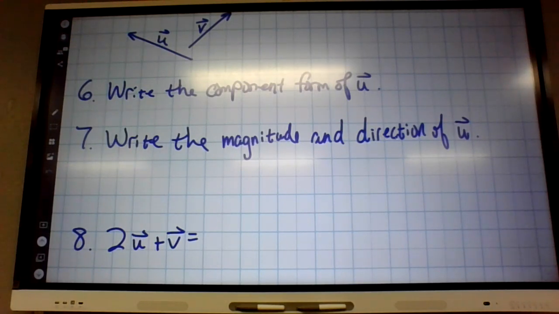Alright, so do you guys remember what component form meant? It means what are the x and y components? Like where are we going in the x direction?